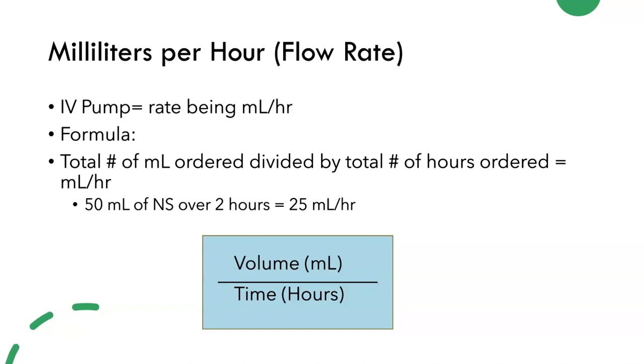The formula is down below: it's just your volume in milliliters over your time in hours. For example, say we have 50 milliliters of normal saline to go over 2 hours. 50 divided by 2 is 25 mils per hour. That's our flow rate, and that's what we would set our pump at.